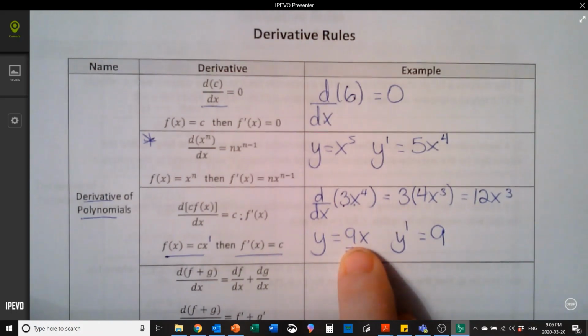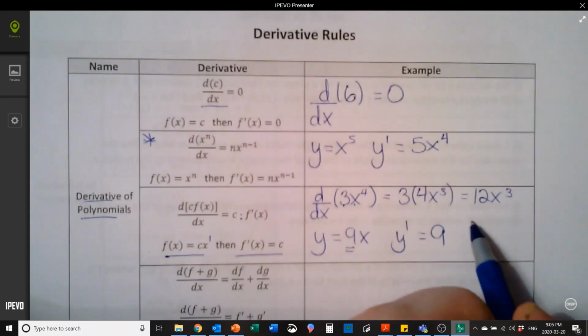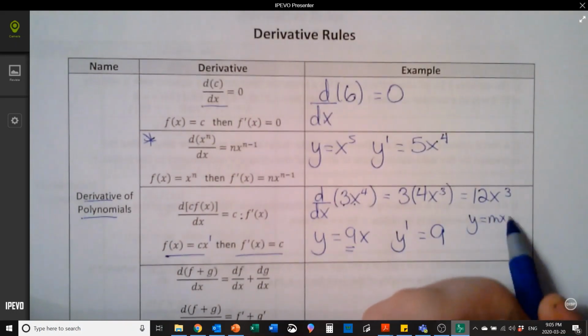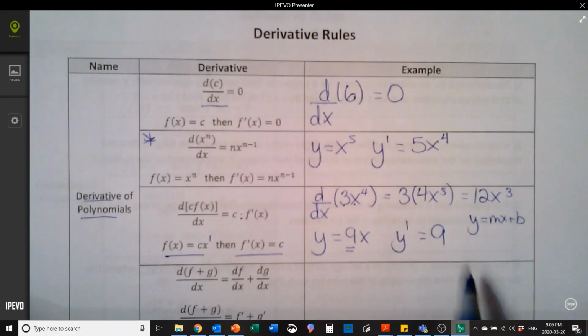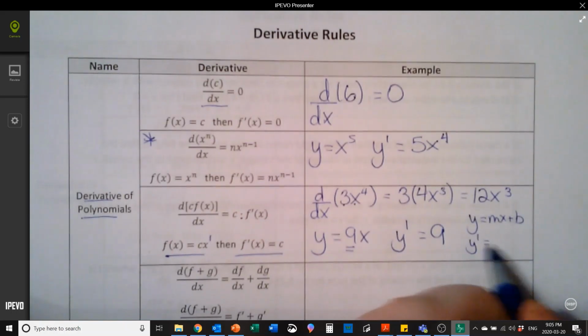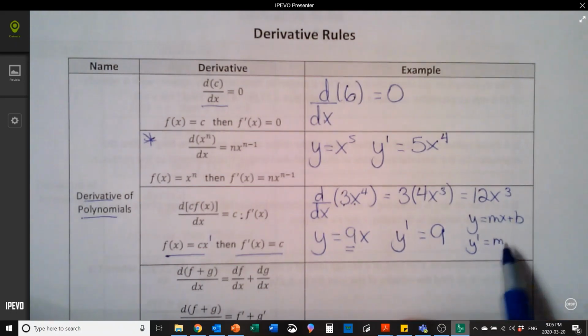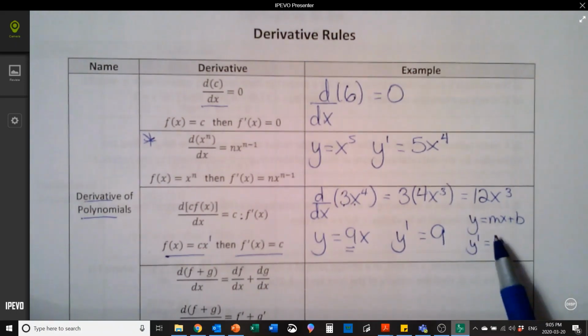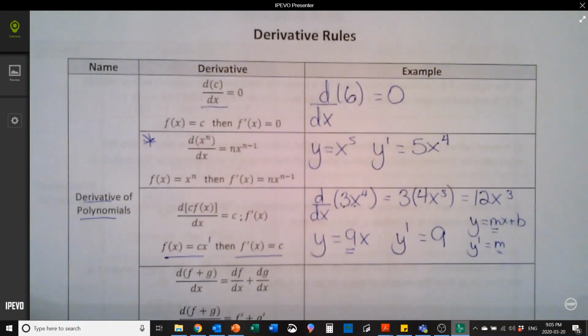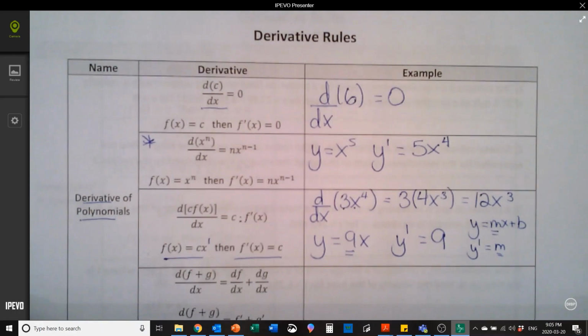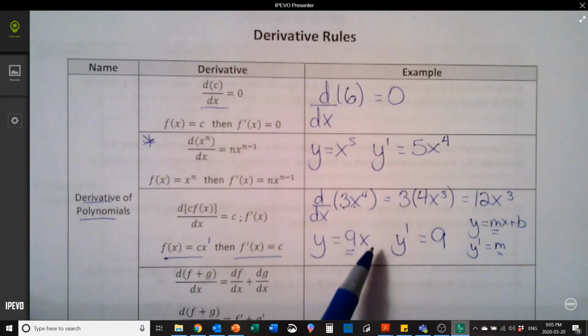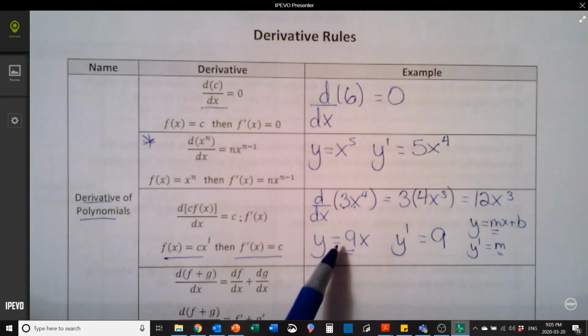And that makes sense when you think about it. If y is mx plus b, what would be your derivative? Well, the derivative of a constant is 0. The derivative of mx would be m. And if you remember, derivatives are just slope. So it makes sense that when we take the derivative of the line equation, we're getting m in return. So anytime you have just an x function, you're going to get the coefficient out front as the derivative.